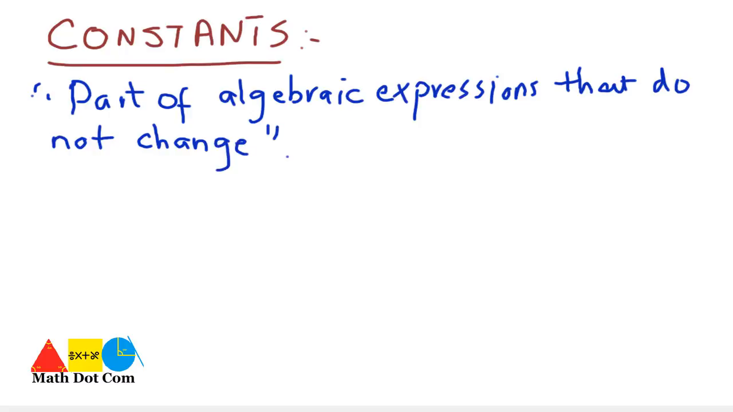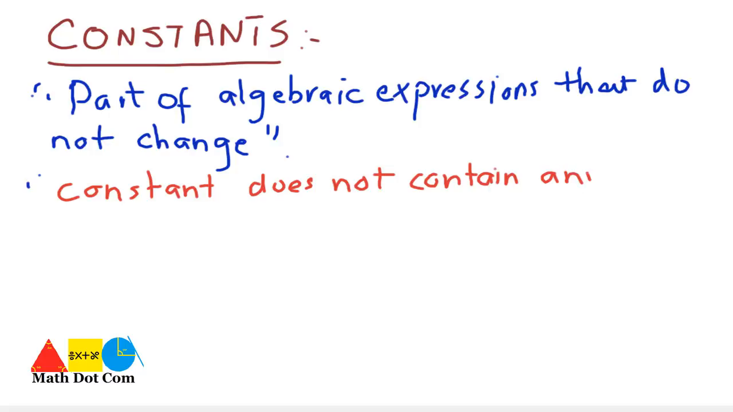Okay, so it is defined as that part of the algebraic expression that does not change; those are the constants. So the value of a constant will never change. We can also say that a constant does not contain any modifiable value. Okay, so this is how the constants can be defined.